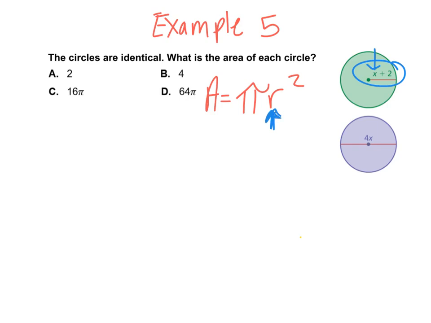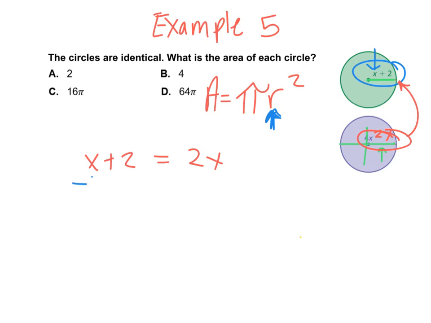In this case, we can compare these two circles. We know that the diameter of this circle is 4x, and we know that the radius is x plus 2. Well, if I cut this in half, then I know that I have the radius for this one. Half of 4x would just be 2x. So now I can set this radius equal to this radius and solve for x. So I can say x plus 2 equals 2x. Now you just rearrange and solve for x.